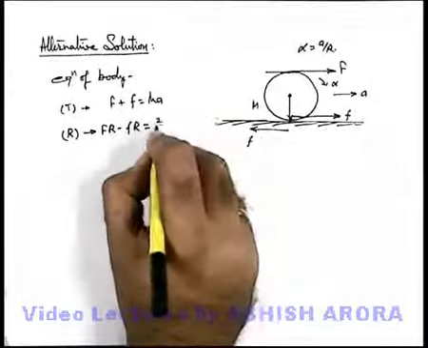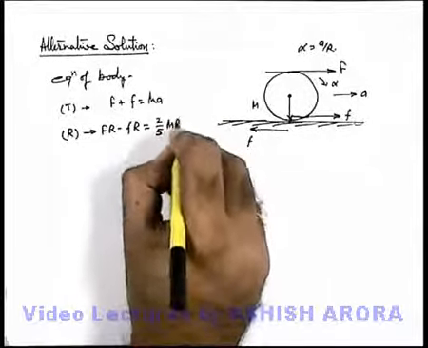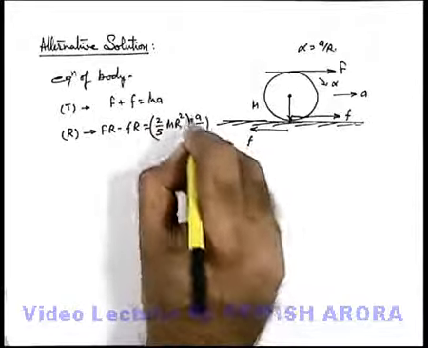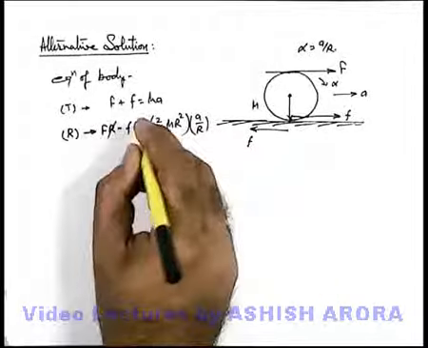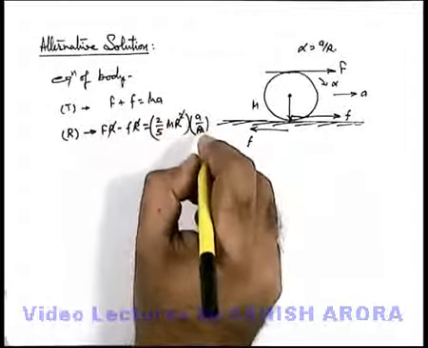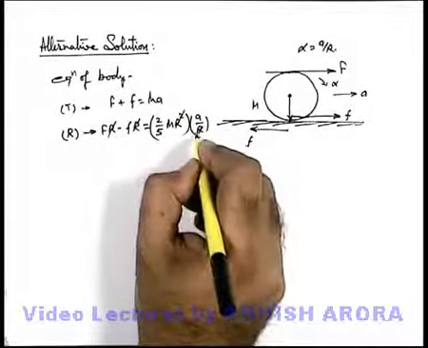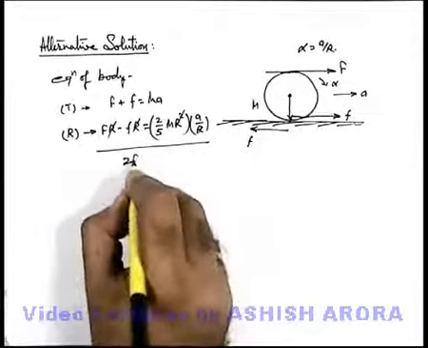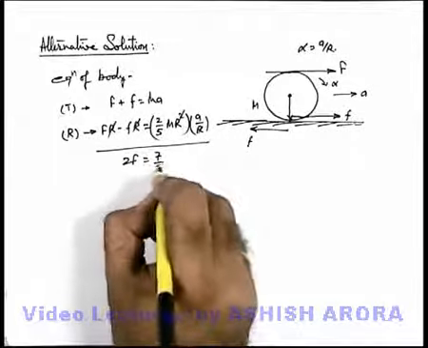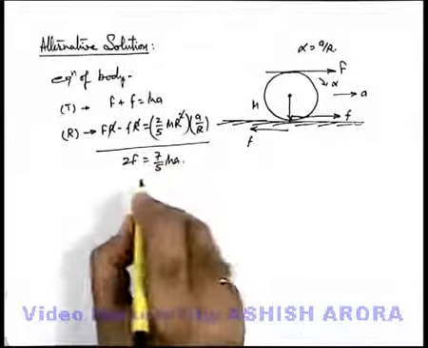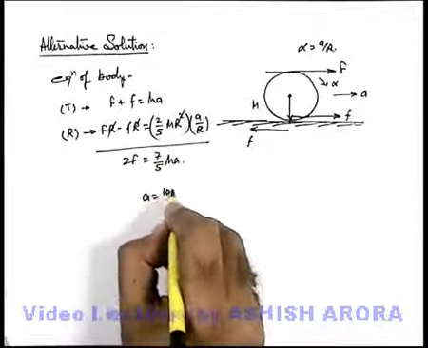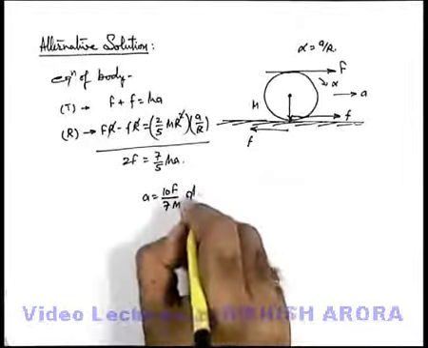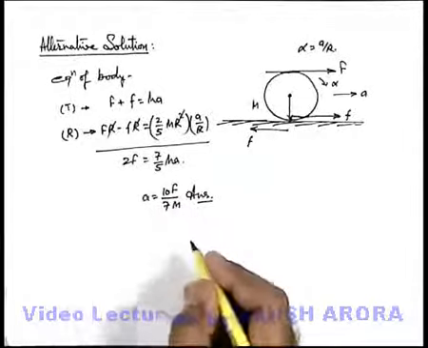For a sphere, the moment of inertia is 2 by 5 mr square. The angular acceleration can be written as a by r. In this situation, this r gets cancelled out, and if we add the two equations, you can see this will give us 2F is equal to 7 by 5 ma. So here we'll get acceleration as 10F by 7m. So this will be the answer to the problem, which you can see is exactly the same.